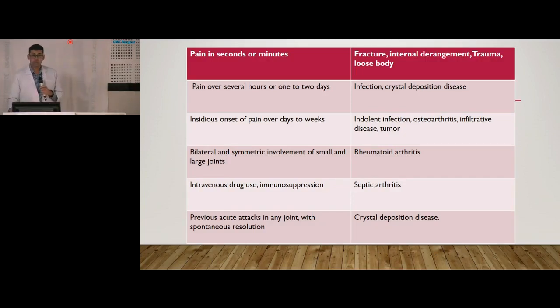Intravenous drug abuse, if at all you are able to elicit this history, then septic arthritis should be your differential. Spontaneous resolution of the acute attack suggests crystal arthropathy, and also nowadays, especially in the post-COVID era, there is somewhat more incidence of palindromic rheumatism.